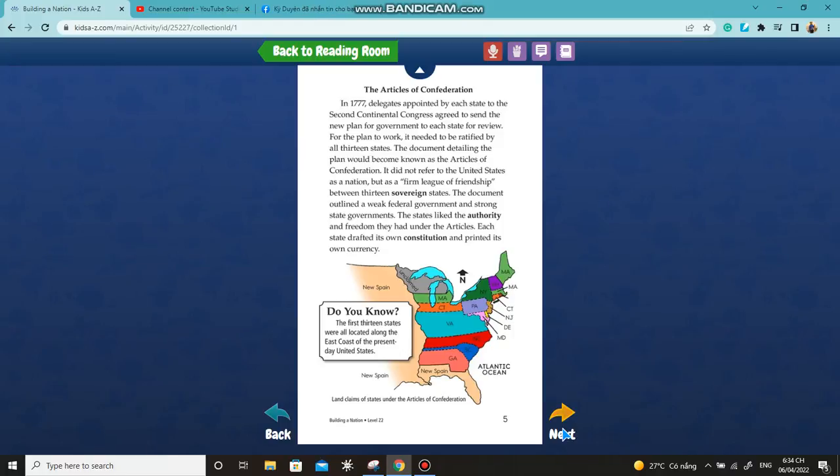It did not refer to the United States as a nation, but as a firm league of friendship between the 13 sovereign states. This document outlined a weak federal government and a strong state government. The states got the authority and freedom they wanted under the Articles. Each state had its own constitution and printed its own currency.